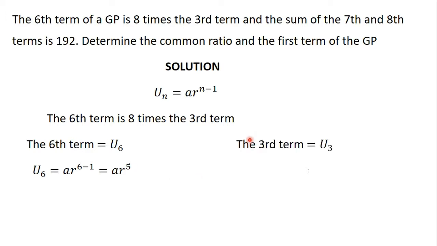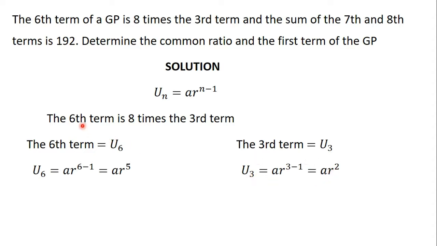The third term of the GP will also be denoted by U3. We can find U3 from the formula. From the formula, U3 will be equal to ar^(3-1). We are talking about the third term, so it means that n is equal to 3. So U3 will be equal to ar^(3-1), and this will give us ar^2. So U6 is equal to ar^5, and U3 is equal to ar^2.